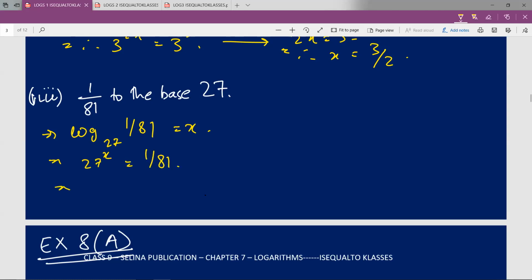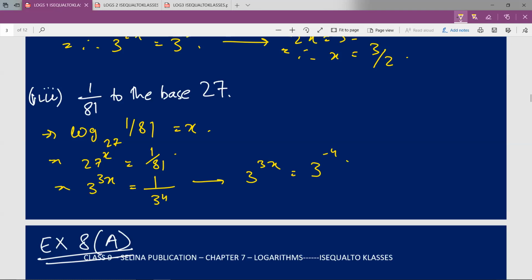Now, please note that this is not 1. I could write this as 1 upon 81. Now, 27 raised to the power x can be written as 3 raised to the power 3 into x, which will be 3 raised to the power 3x is equal to 1 upon 81, which can be written as 3 into 3 into 3 into 3, that is 3 raised to the power 4. 1 upon 3 raised to the power 4 can be written as 3 raised to the power minus 4. So I can rephrase this equation as 3 raised to the power 3x is equal to 3 raised to the power minus 4.